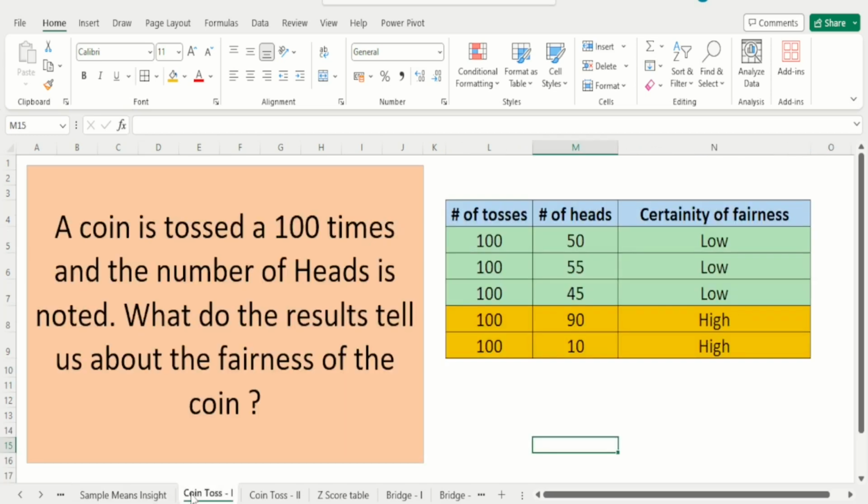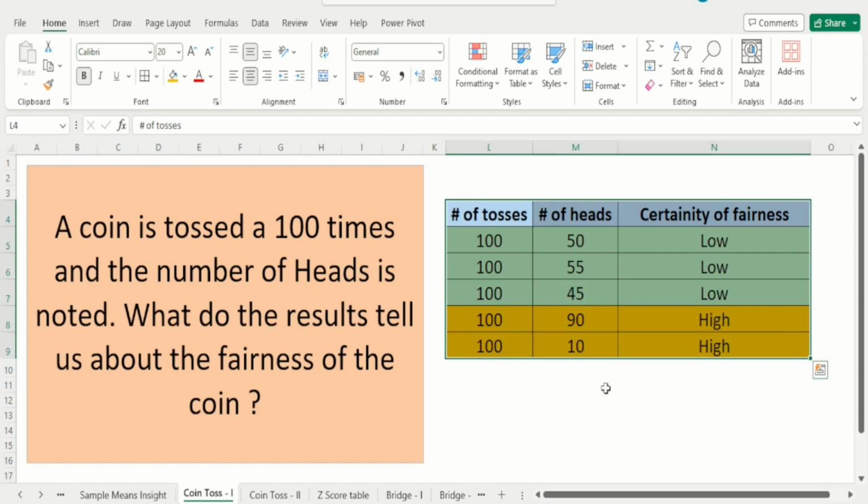Let's think about this question here. The question says that if a coin is tossed 100 times and we make a note of the number of heads that we get with each sequence of 100 tosses, what do the results tell us about the fairness of the coin? The results are listed from column L till column N, as you can see here.